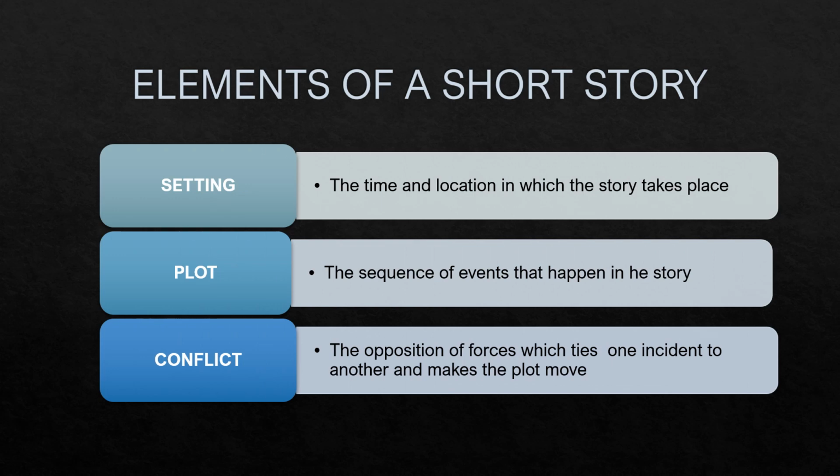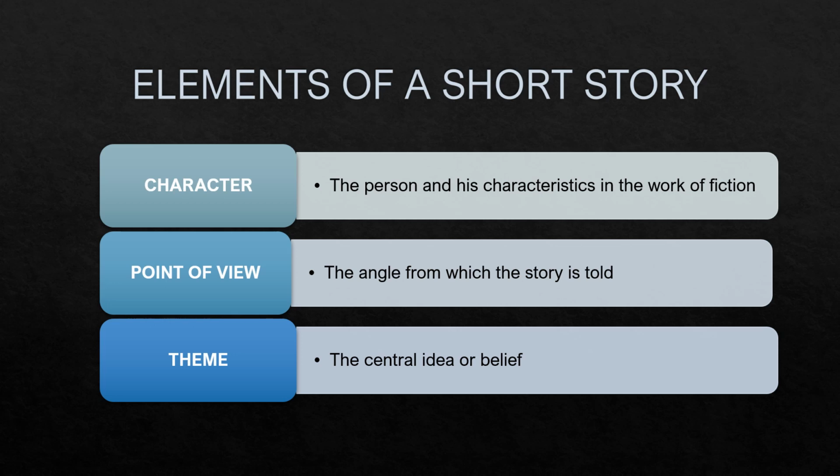Setting is the time and location in which the story takes place. Plot is the sequence of events that happen in the story. Conflict is the opposition of forces which ties one incident to another and makes the plot move. Character is the person and his characteristics in the work of fiction. Point of view is the angle from which the story is told. And theme is the central idea or belief.